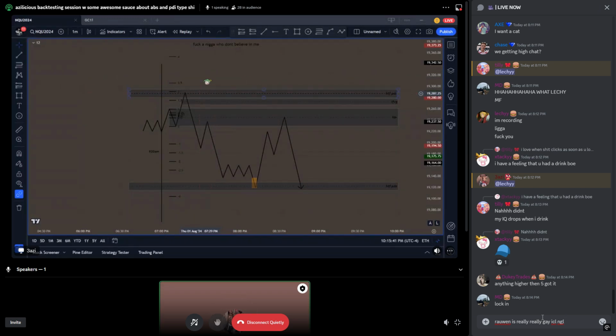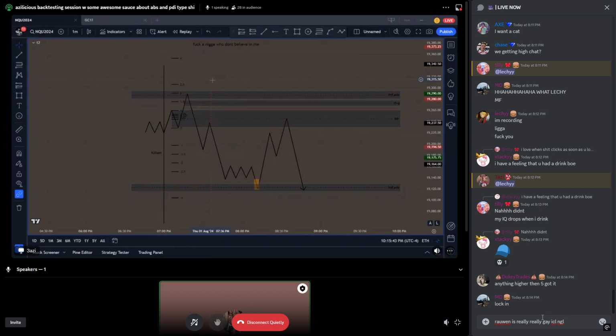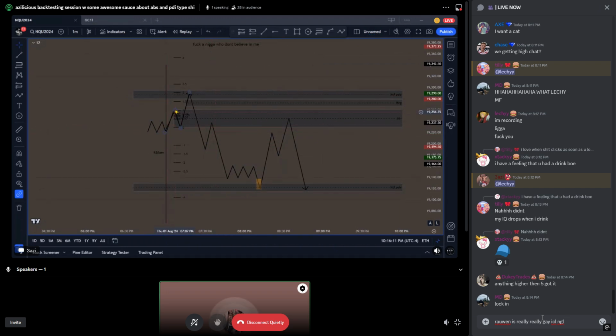For most people, the easiest and safest way to do this is to wait for an inverse fair value gap on the C leg. I forgot to mark this out. This leg right here would be the A leg. This would be the B leg, this would be the C leg, and this would be the distribution, aka the D leg. It's pretty simple.